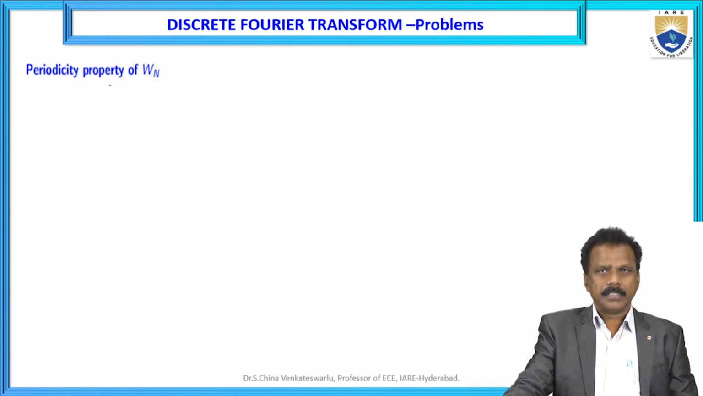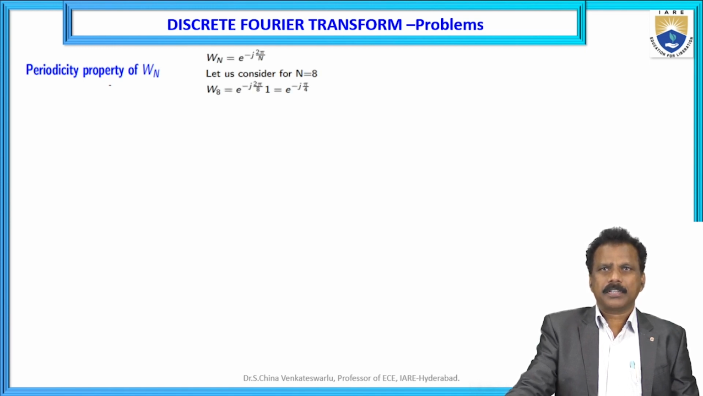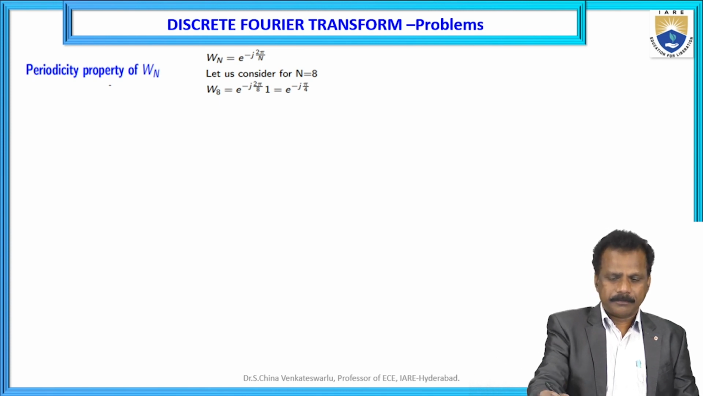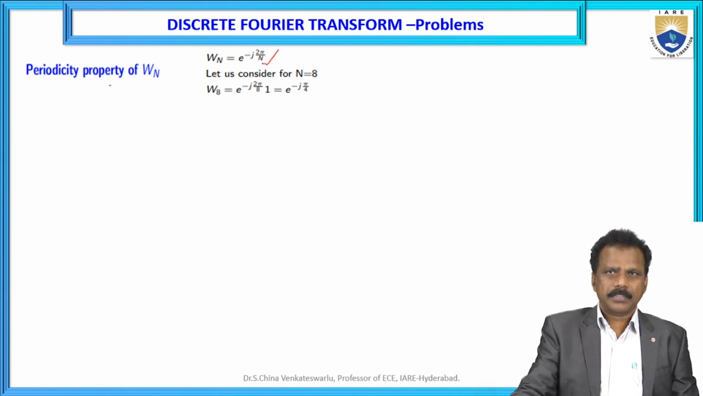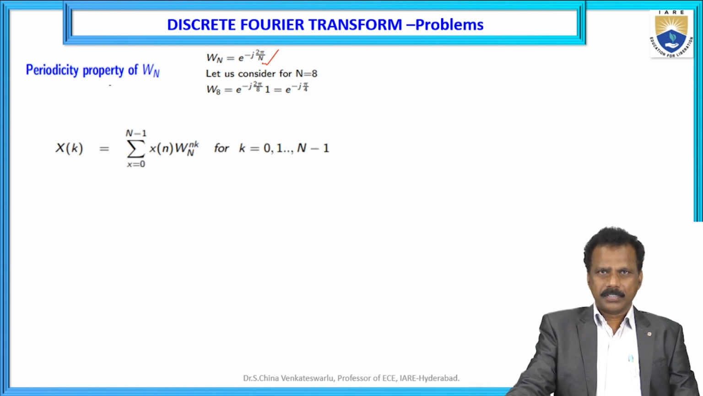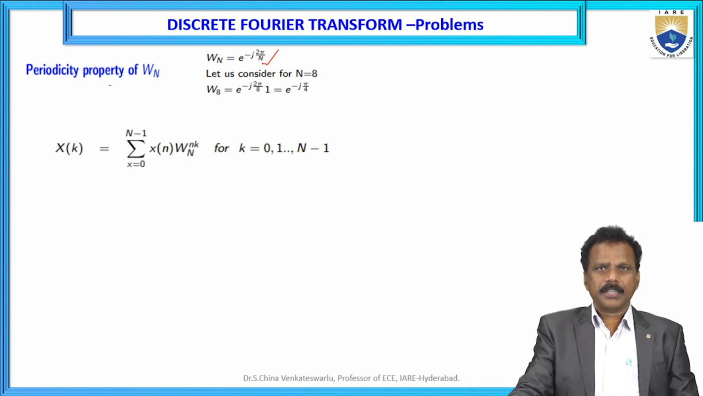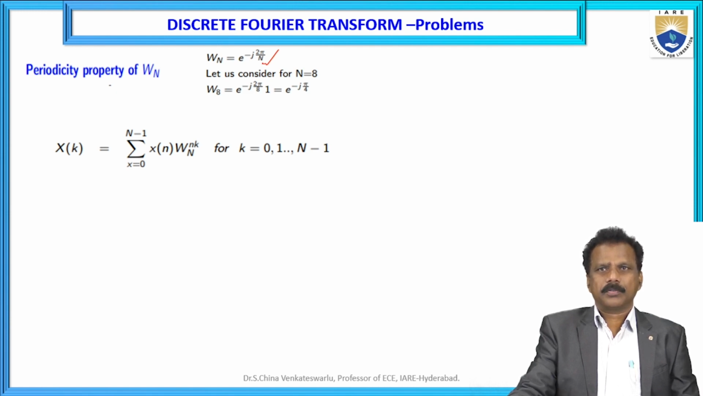Here, somewhat involved is the periodicity property of the twiddle factor, where W_N is equal to e^(−j2π/N). Let us consider N equal to 8. That means W_8 equals e^(−j2π/8), where X(k) is equal to the summation over n equal to 0 to N−1 of x(n) W_N^(nk), for k equal to 0, 1, 2, 3 and so on up to N−1.